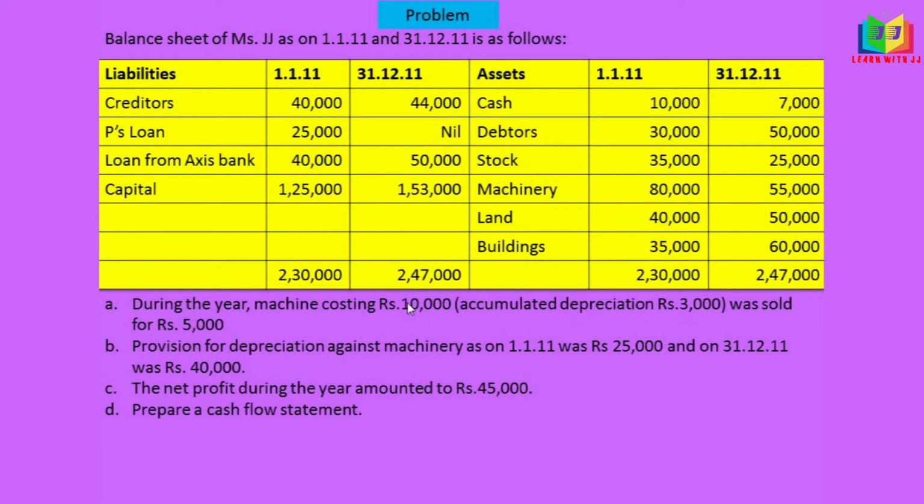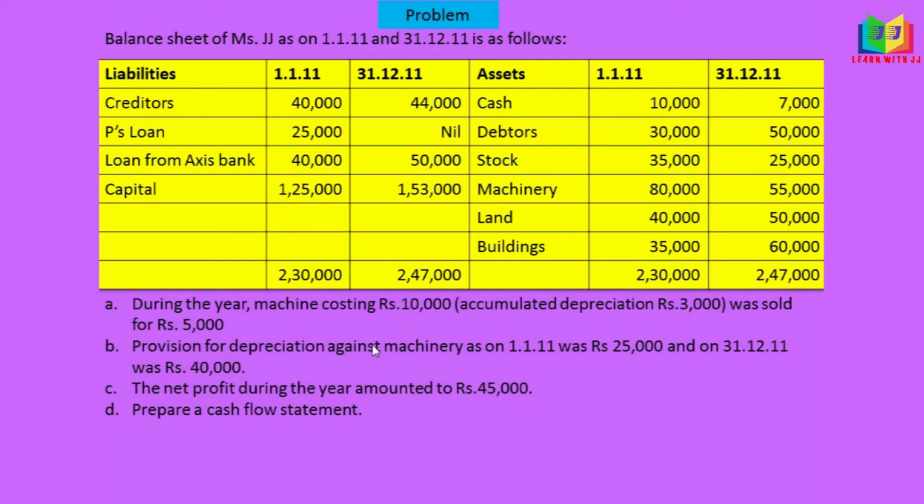Okay, the cost of the machine is 10,000 and the accumulated depreciation is 3,000 and it is sold for 5,000. So the book value of the machine here will be 10,000 minus 3,000, that is 7,000, but it is sold for only 5,000. So here we have a loss of 2,000. The book value of the machine is 7,000 and it is sold for 5,000. So there is a loss on sale of this machine, okay.